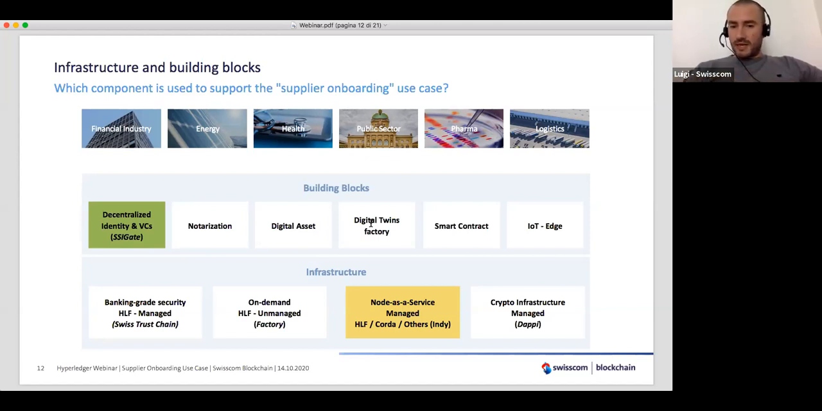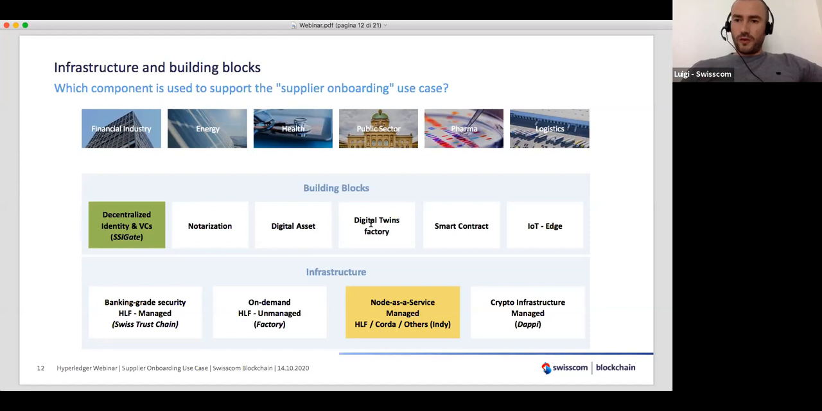While on the infrastructure side, the color is yellow, because as I will explain later, for this particular project, we didn't use our own managed infrastructure, but we did use Sovrin, which is a public Hyperledger Indy network that is available worldwide. And later I will also talk a little bit more in depth.